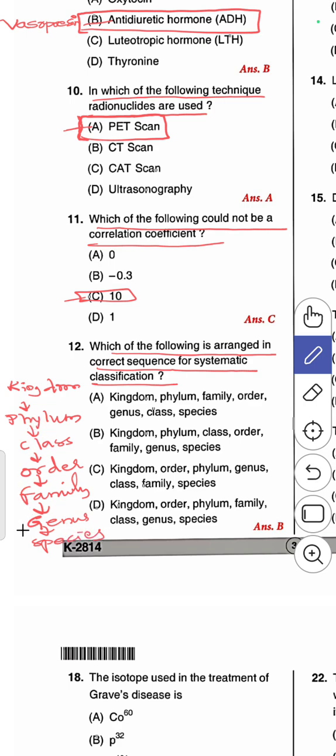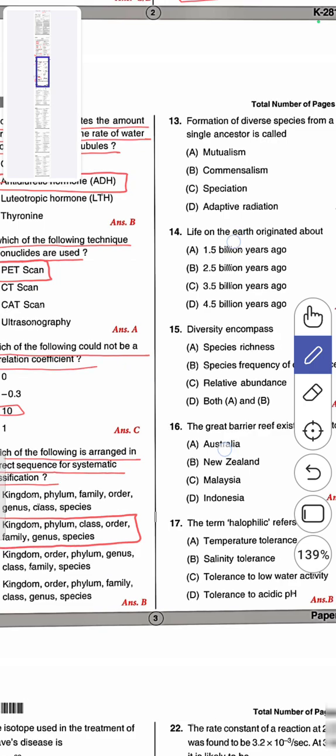So it is the correct order of the taxonomic hierarchy. So for the 12th, B is the right answer. Kingdom, phylum, class, order, family, genus, and species. So B is the right answer. Then read out the next question.